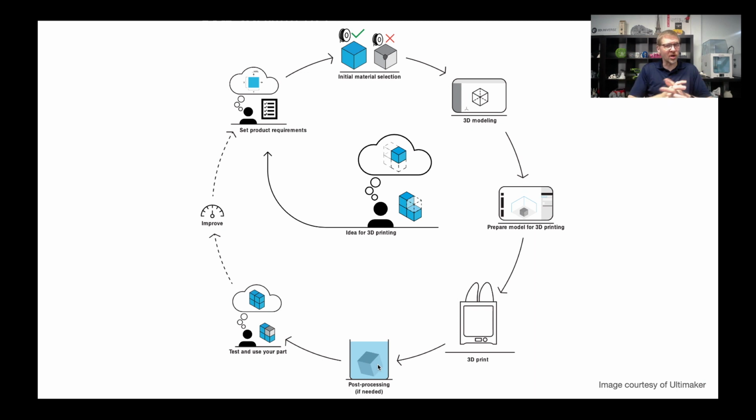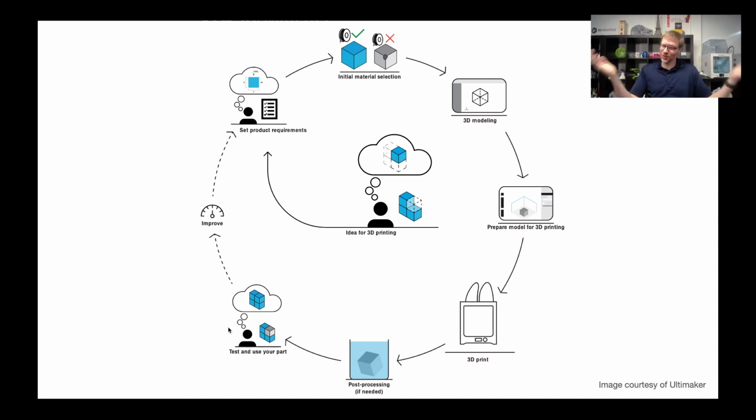There's other kinds of post-processing that may be involved as well, depending on what you're doing. Some parts can be annealed by putting them into a certain temperature environment, like a low-temp oven for a period of time, and that sort of gives them an additional level of strength and temperature resistance. So there's various types of post-processing that you might need to do, depending on what you're trying to accomplish. And then you test your part, you use it, you see how it works.